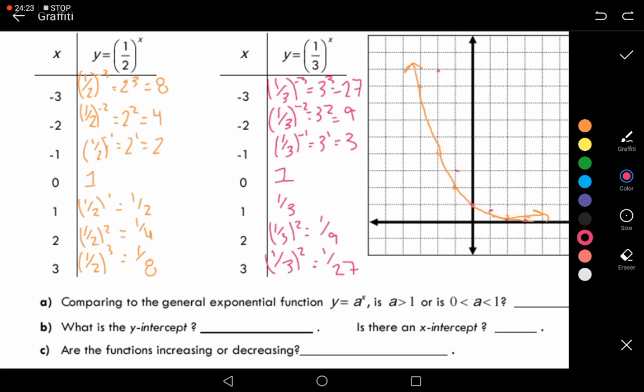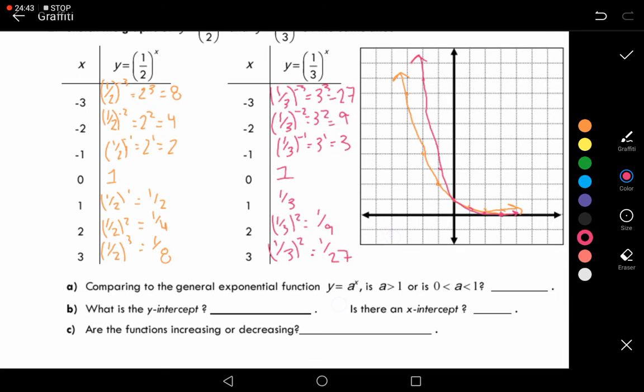Hang on. This dot is going to mess me up here. Oh my goodness. There we go. That's not horrible.